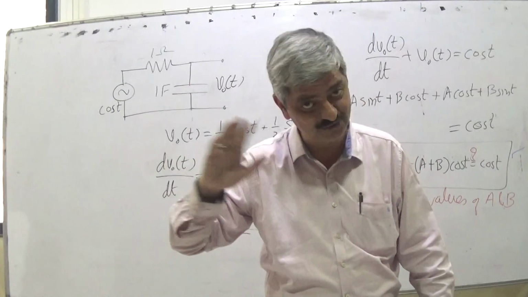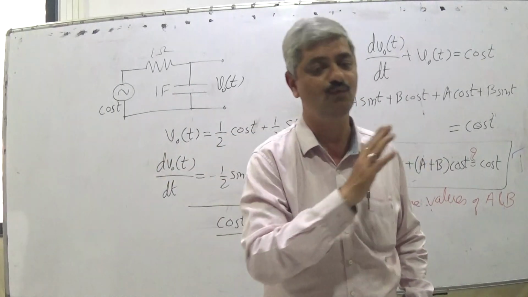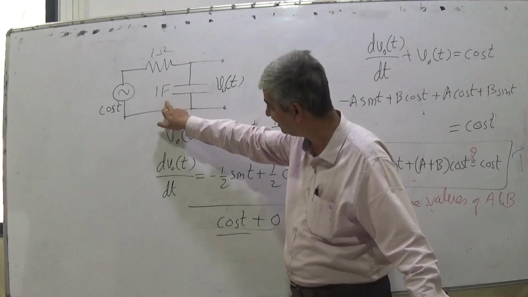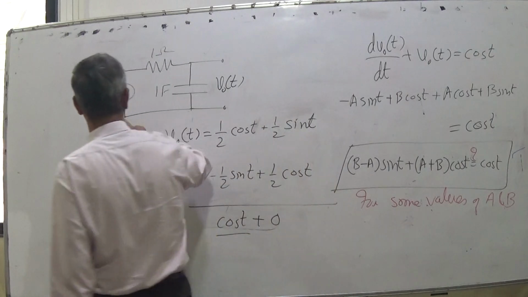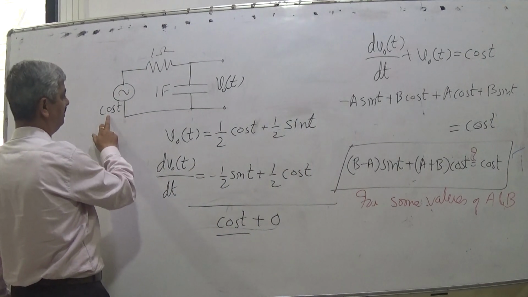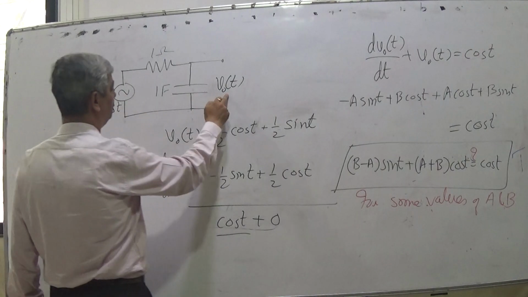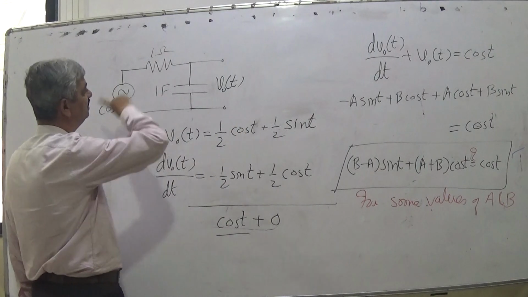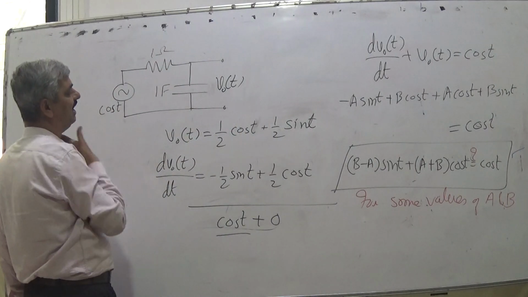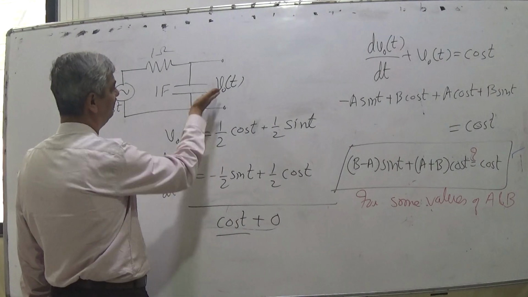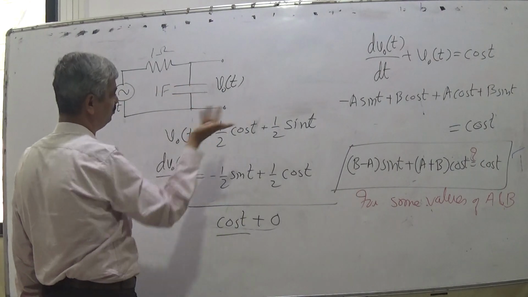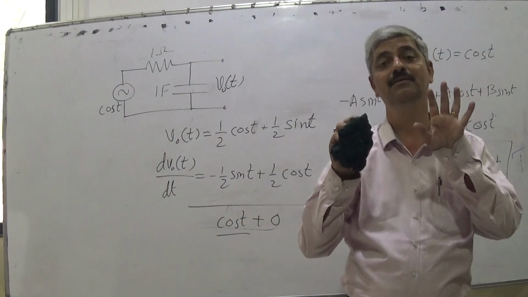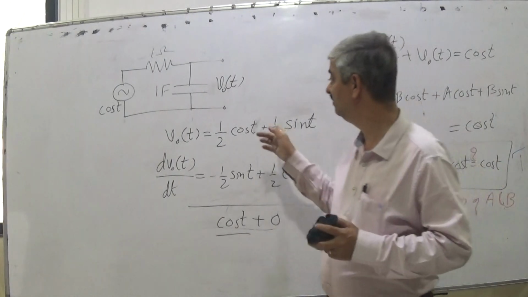Remember, we have a long journey. What actual solution will prevail is a different thing. So for this circuit, when the input applied is cos t, VOT is equal to half cos t plus half sin t is one of the solutions. And obviously, what would be IT? IT would be its derivative, I equal to C dV by dt. So that also you can find. So you can find a situation which will be possible. So this is the solution.